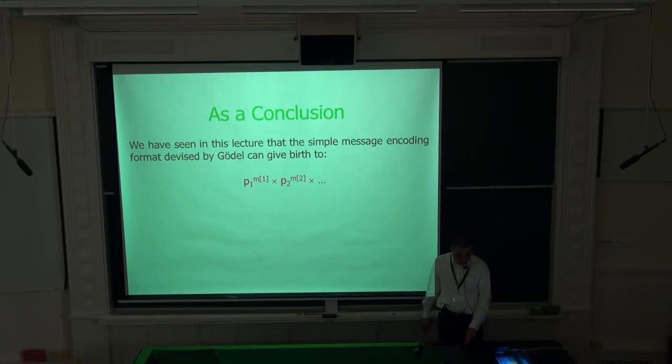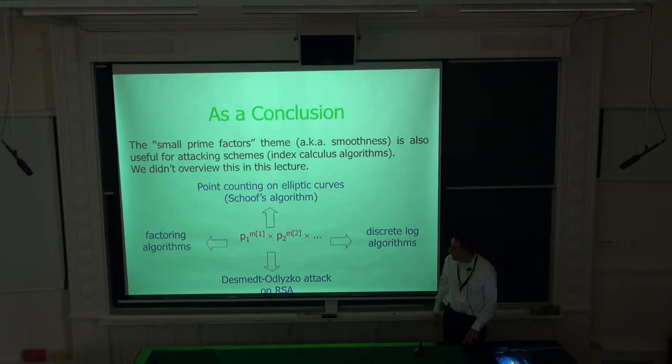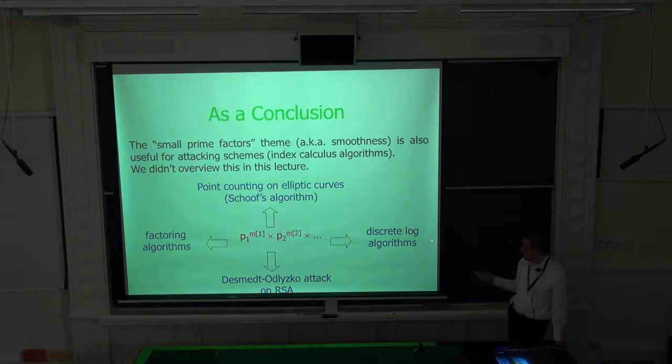What I showed you is how this encoding of information by Gödel can give birth to a proof of the incompleteness theorem, public key crypto systems, error correction schemes, and many other things that I didn't talk about here. For instance, factorization algorithms, quadratic sieve, most notably discrete log algorithms, on which there was a lot of work recently done by Antoine Joux and other people around the world. It's very much in fashion now.